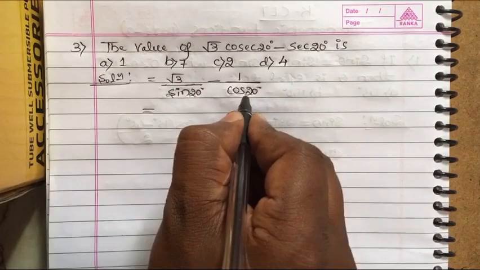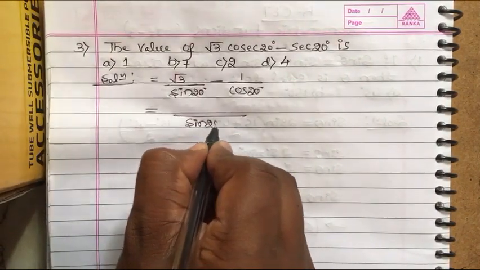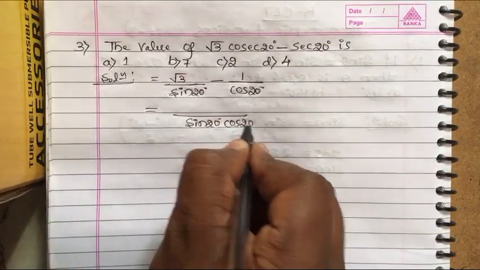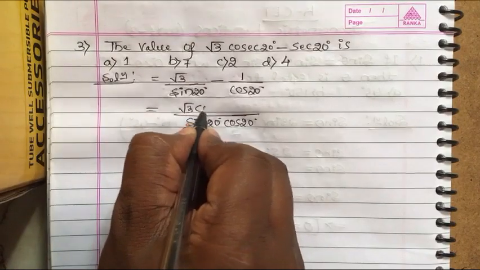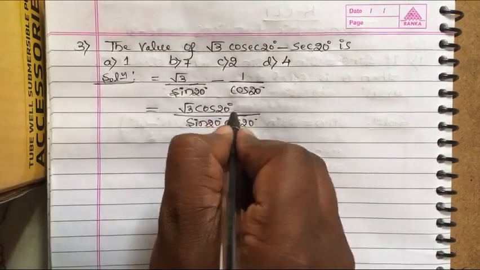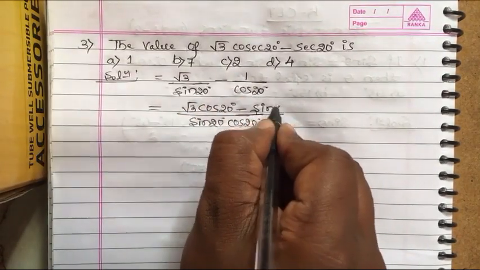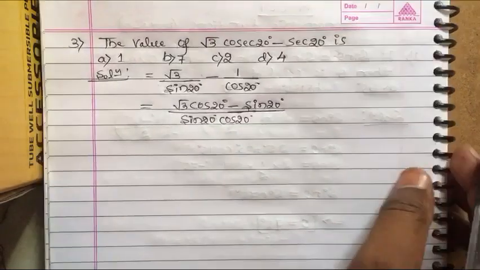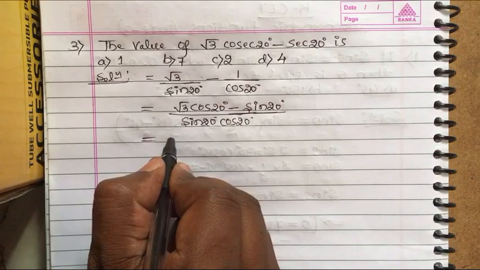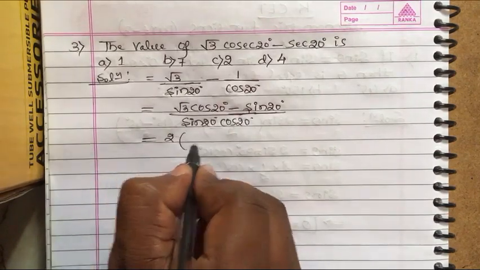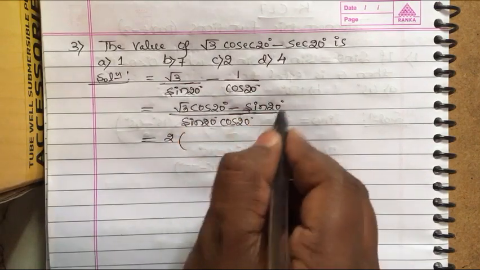So take up the LCM now. The LCM will be the multiplication of sin 20 degree into cos 20 degree, then root 3 into cos 20 degree minus sin 20 degrees. So now in the numerator what I do is I multiply and divide by 2. So here I am multiplying by 2 and at the same time I am dividing. That 2 will be multiplied with the first term and the second term.